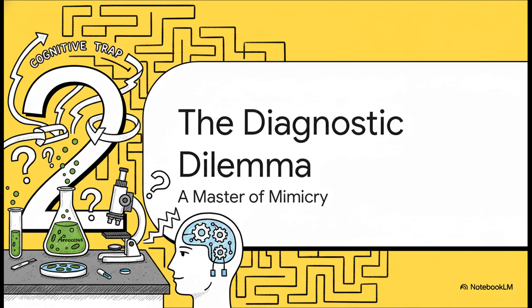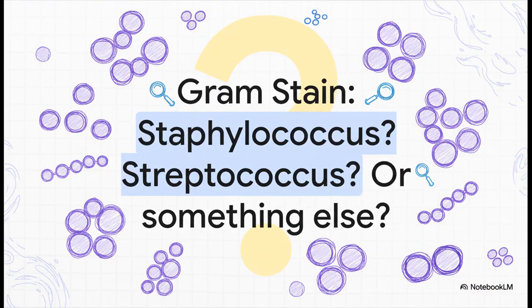All right, let's head over to the bench. This is where Aerococcus urinae really shines as a master of mimicry, setting up these classic cognitive traps that can catch even the most seasoned techs off guard. So you get your slide on the microscope. What are you seeing? Is it a staph, a strep, or something else entirely? The gram-stain morphology is just notoriously ambiguous. You know it's a gram-positive coccus, but how it's arranged? Well, that's the first piece of the puzzle.